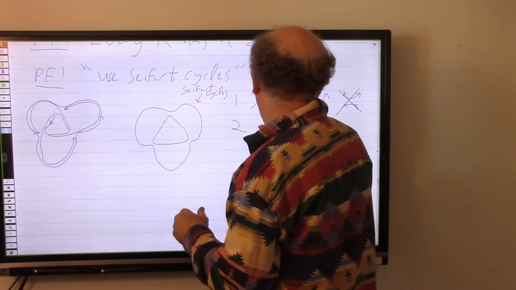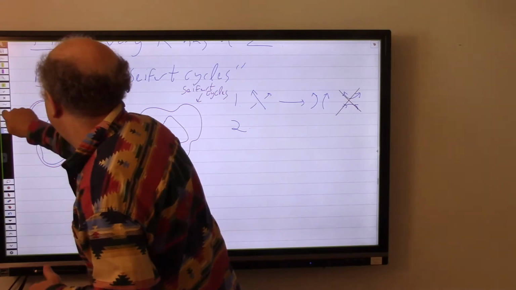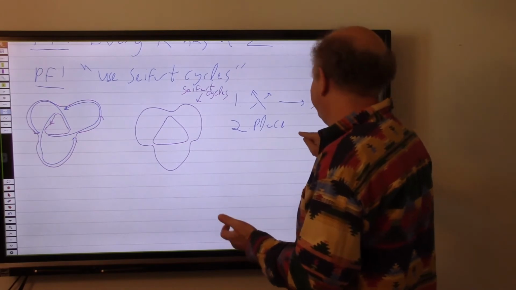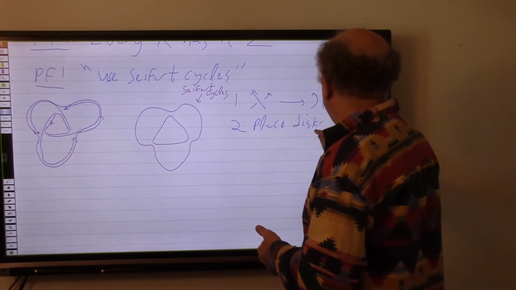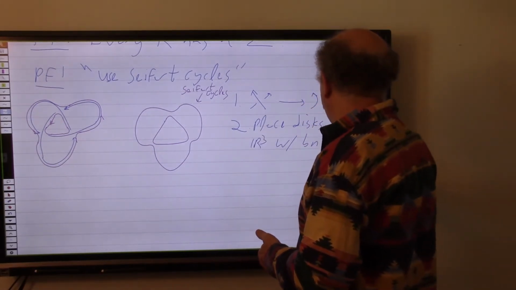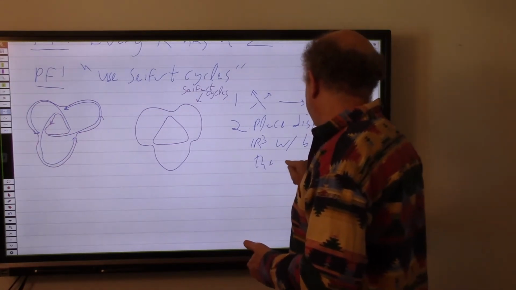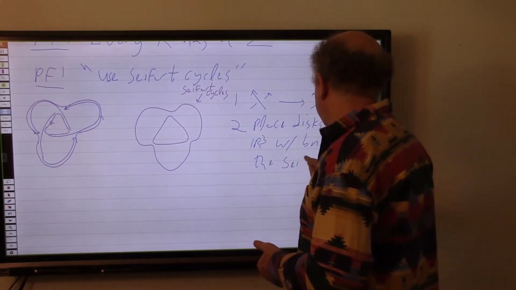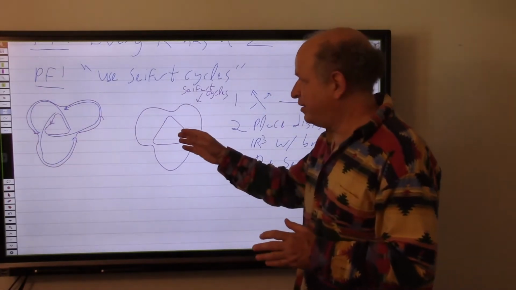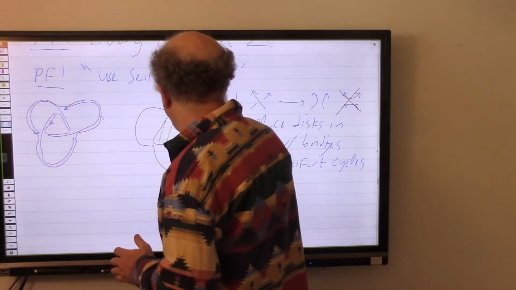So place, wrong color. So place as many disks as necessary. So place disks in R3 with boundaries the Seifert cycles. Now, one disk in this picture is obvious, namely it's this one.